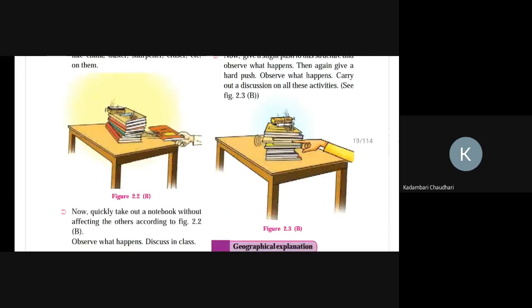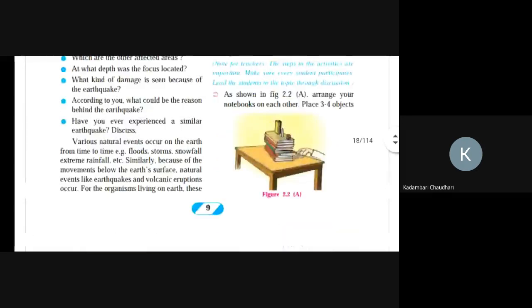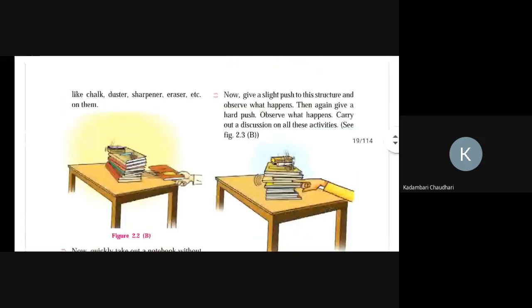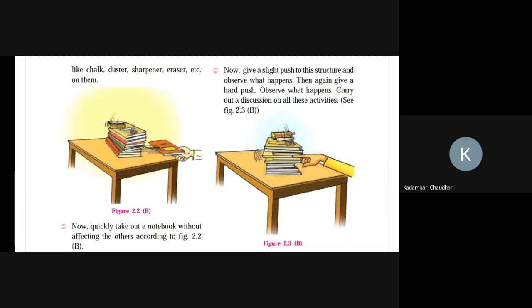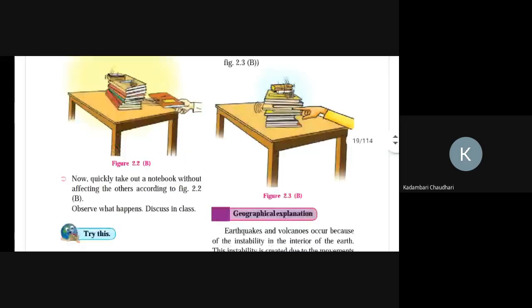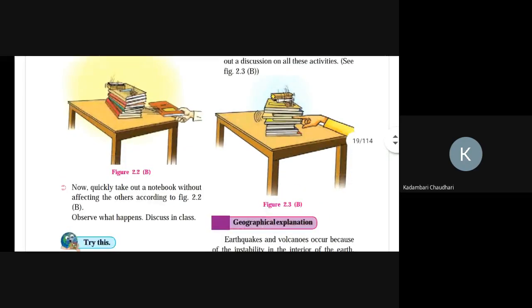So basically what will happen, the duster, see here, the duster was placed like this, chalk was placed like this, a sharpener or eraser was like this. When you remove that quickly, it will fall. Whatever objects were put on that, they will get shattered. We can say it will fall down.